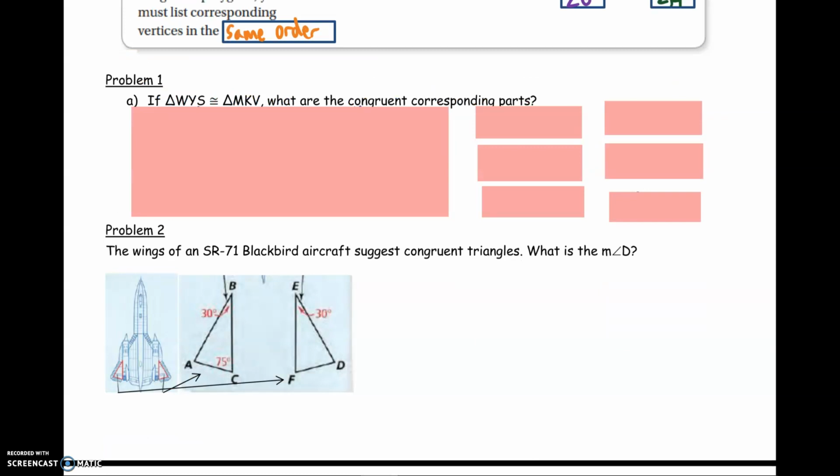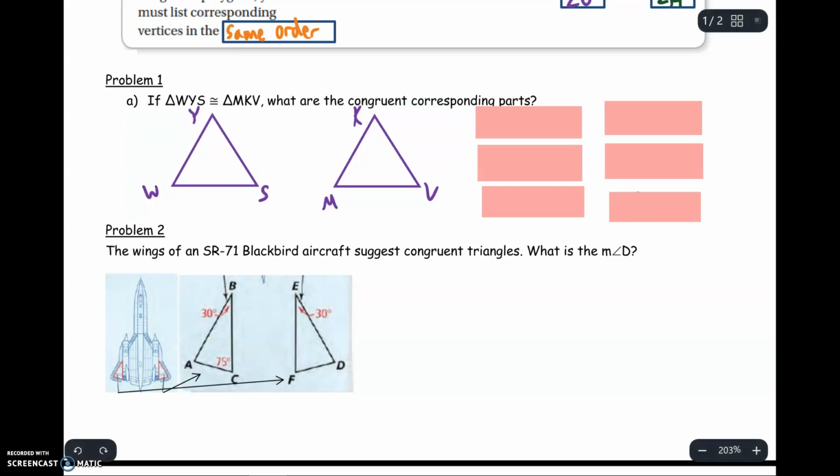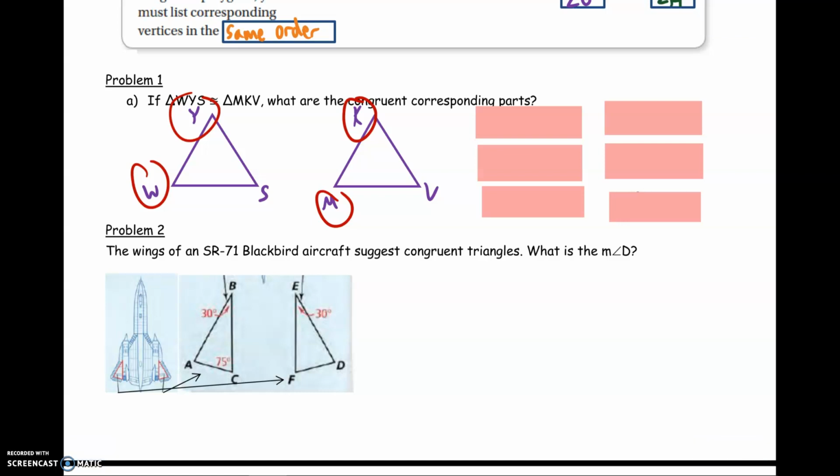So if we are given a congruency statement, like triangle WYS being congruent to triangle MKV, if I'm asked for congruent parts, remember we could just use the name itself and we don't even need a figure, but I think it's helpful if you're stuck to just form a figure. It doesn't really matter what the triangle looks like, we're just told they're congruent. But notice if I am naming it in that certain order, WYS and MKV, I do want to match that same order if I'm trying to figure out congruent pieces. So W and M should be corresponding, Y and K should be corresponding, and then S and V should also be corresponding in those same positions.